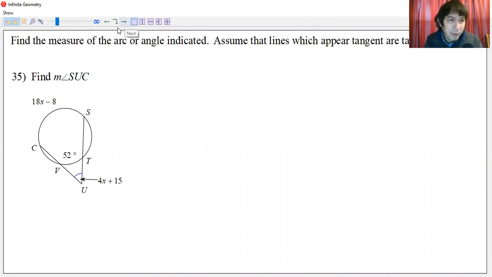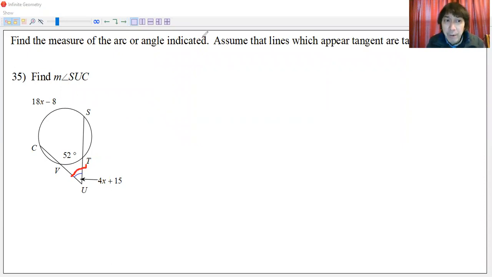So that's 18x minus 8 for the bigger arc, and the smaller arc is 52. Let's determine the angle SUC. I was able to glance at the answer, but I was not able to memorize it, but we shall check and verify the answer later. Find the measure of SUC. We're looking for this angle there, SUC.